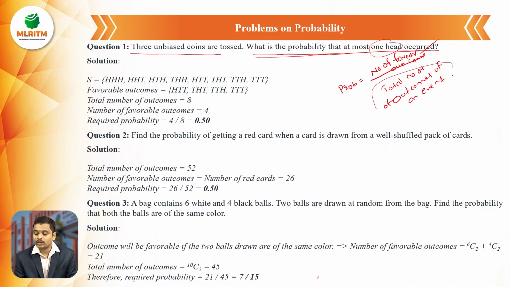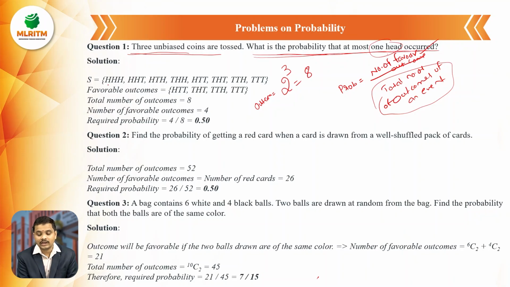So before going to the favorable outcomes, you have to calculate the total number of outcomes. With three unbiased coins, how many outcomes will there be? There are 2 outcomes for any coin, head and tail. This is tossed 3 times, so 2 cubed. That is nothing but 8 outcomes.